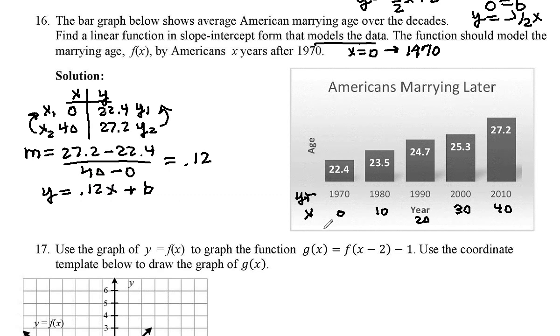The y-intercept is the y-coordinate when x is 0. Well, when x is 0, y is 22.4. So that's what the b is. So this is 0.12x plus 22.4, where x is years after 1970.